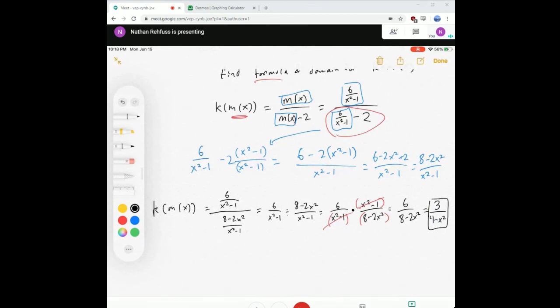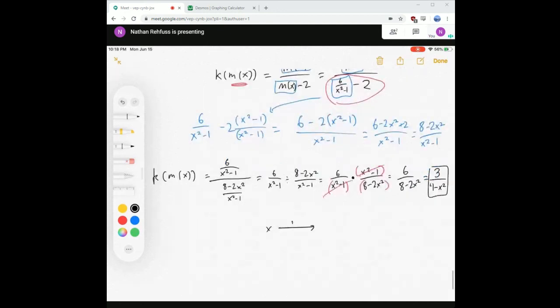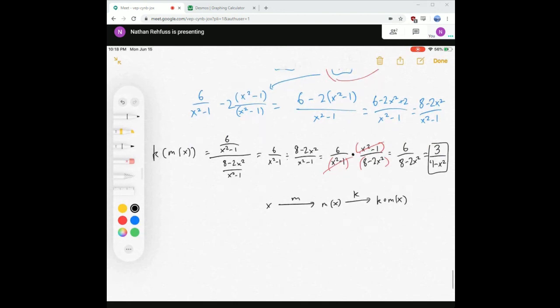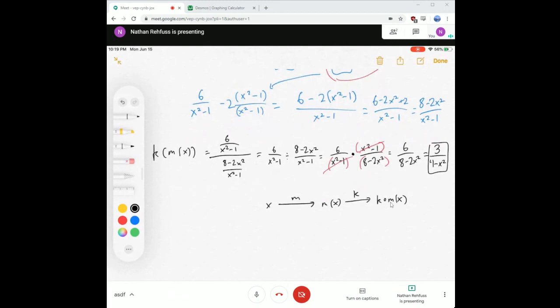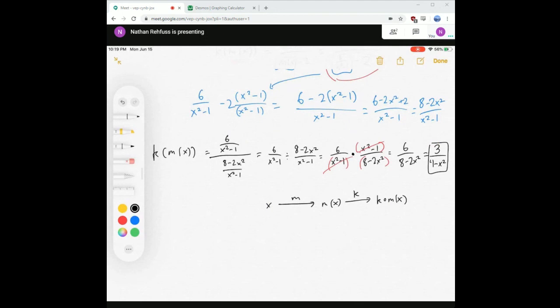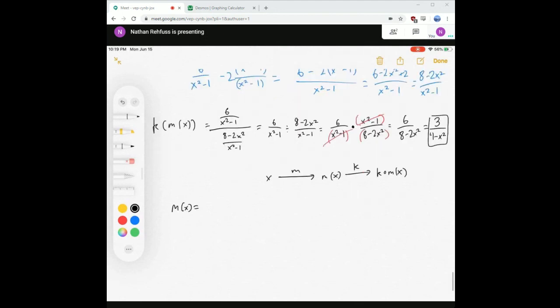So to get this whole function, first x goes into m, and then that answer, m of x, goes into k. And that's how we get k of m of x. So I have to be able to do the first step and the second step. Again, m of x was 6 over x squared minus 1, and k of x was x over x minus 2.